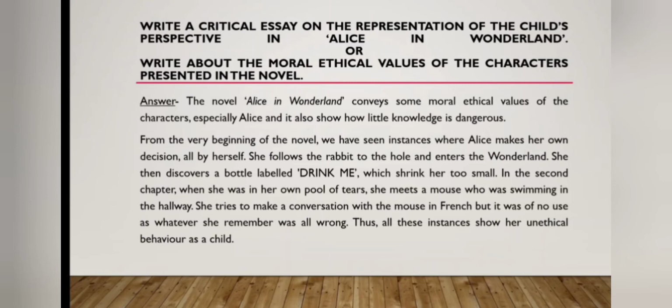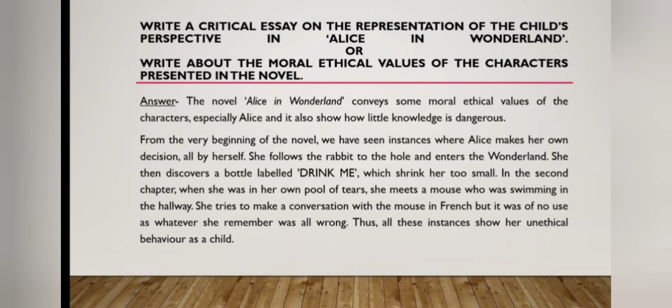In the second chapter, when she was in her own pool of tears, she met a mouse who was swimming there. She tries to make conversation with the mouse in French, but it was of no use, as whatever she remembered was all wrong. Thus, all these instances show her unethical behavior as a child.